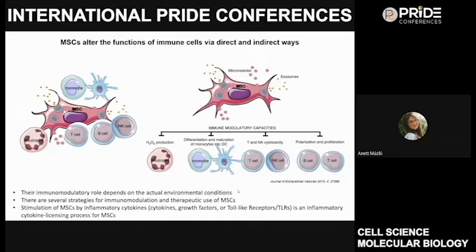There are several strategies for immune modulation and therapeutic use of them. Their stimulation by inflammatory cytokines, for example different kinds of cytokines, growth factors, or toll-like receptors, is an inflammatory cytokine licensing process for the MHCs. During an immune response, the T cells, antigen-presenting cells, and other tissue-resident cells produce inflammatory cytokines, leading to the release of immune suppressive factors, altered expression of surface molecules, and, for example, the production of growth factors by MHCs.